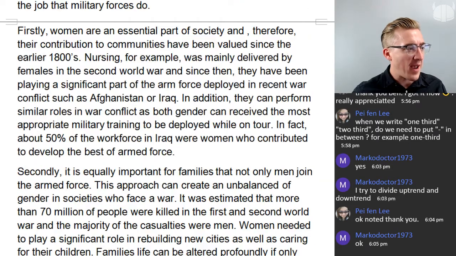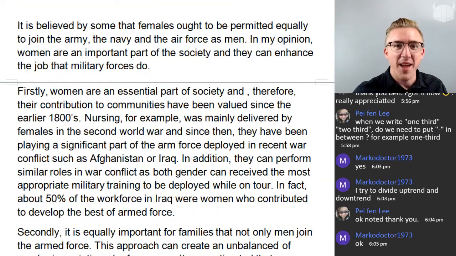The last one, okay. We got 10 minutes. I think we're going to make it. It is believed by some that females ought to be permitted equally to join the Army, the Navy, and the Air Force as men. In my opinion, women are an important part of society, and they can enhance the job that military forces do. Okay.